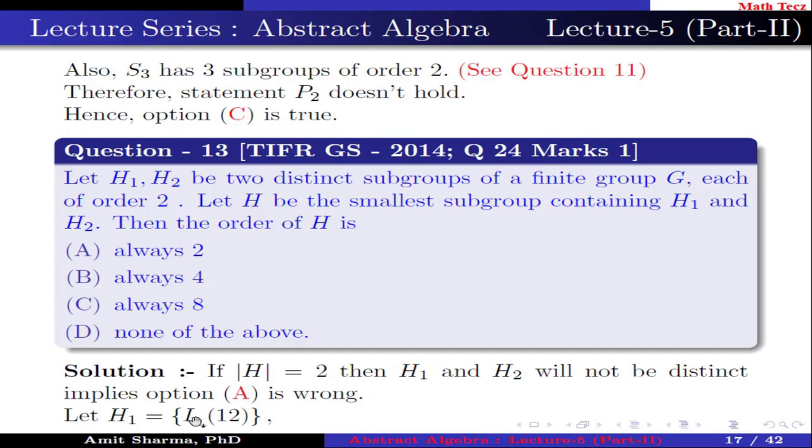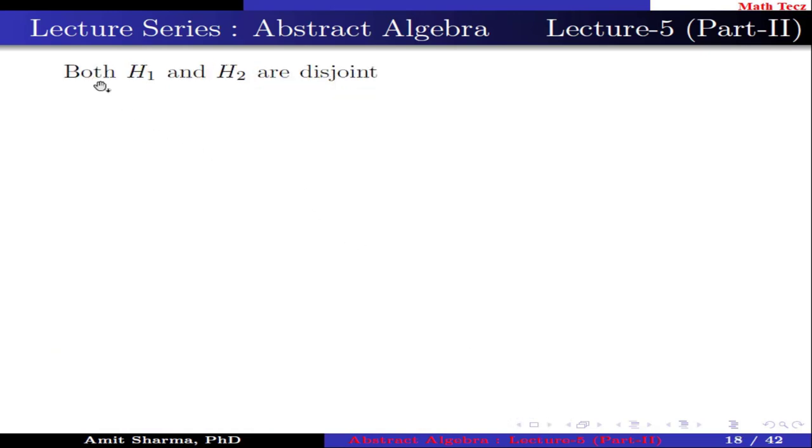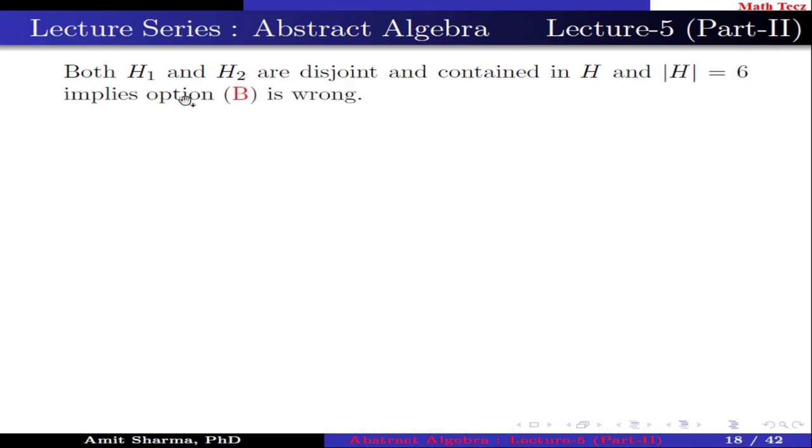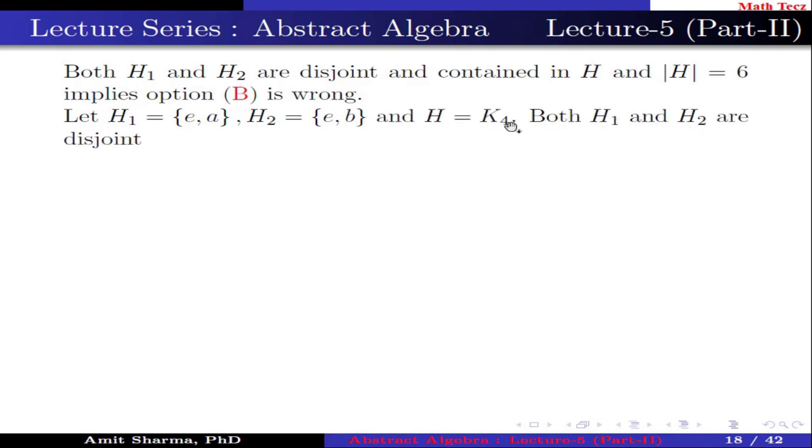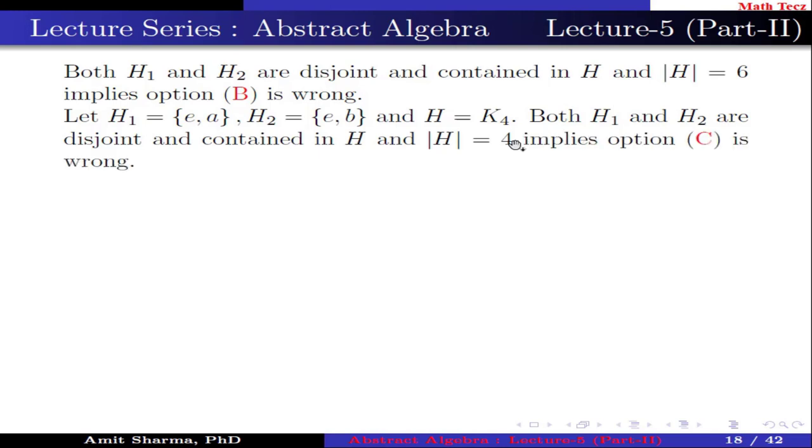Let H1 equal to {identity, (1 2)}, H2 equal to {identity, (1 3)}, and H is equal to S3. Both H1 and H2 are distinct and contained in H, and the order of H is 6. This implies option B is wrong. Let H1 equal to {E, A}, H2 equal to {E, B}, and H is K4. Both H1 and H2 are distinct and contained in H, and the order of H is 4. This implies option C is wrong. Hence, option D is right.